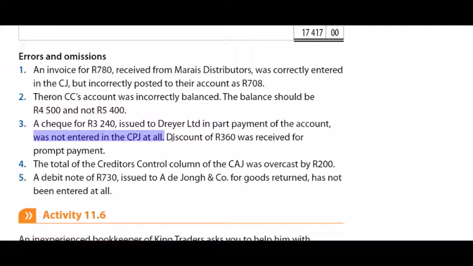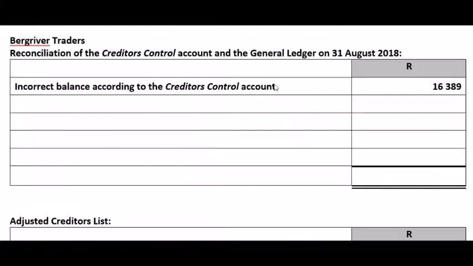Then they say discount of 360 Rand was received for prompt payment. Okay, so we have to go and record the check, and we have to go and record the discount in both the control accounts and the list. To do it, we will do it like in the control account. Okay, you will now write what we need to do. So you will say, check to Dreyer Limited was omitted. In other words, it wasn't recorded at all. Okay, so omitted is just a shorter way of saying it.